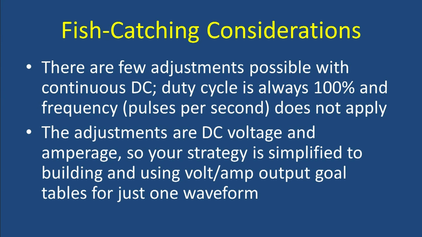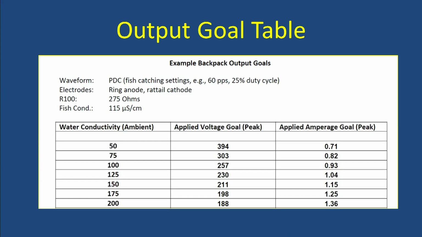So I should mention what a volt and amp output goal table is, and this is something we'll be talking about later in a module about standardization. But here's an example goal table where you have a particular waveform and a particular electrode arrangement. This is for a backpack shocker, so it has a ring anode and rat tail cathode. Its resistance at 100 microsiemens per centimeter is 275 ohms. That's kind of an average for backpacks. And we have something called fish conductivity at 115. So that's the criteria.